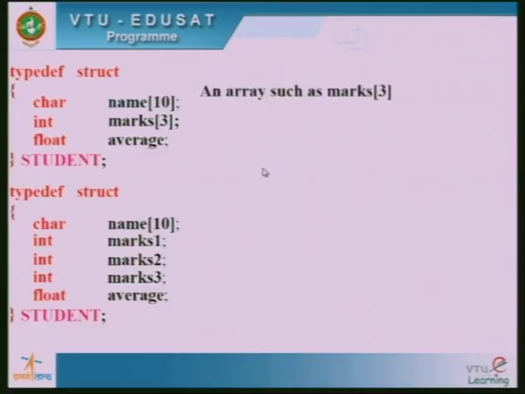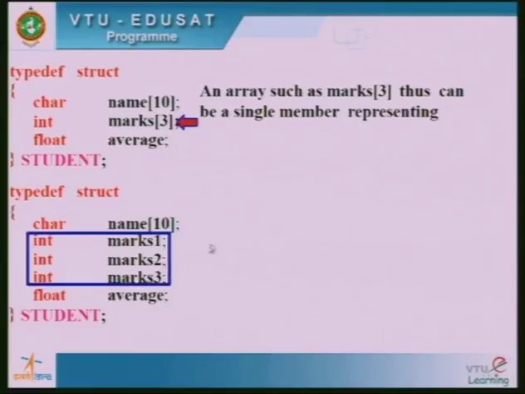Now, let us see how to write the program for this. Now, here an array such as marks of 3, here we have marks of 3, name of 10 and so on. If we have an array something like this, so an array such as marks of 3 can be a single member representing, see how many members are there here?